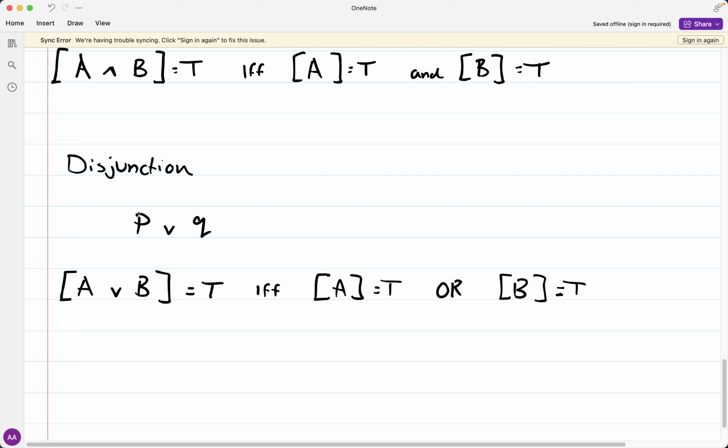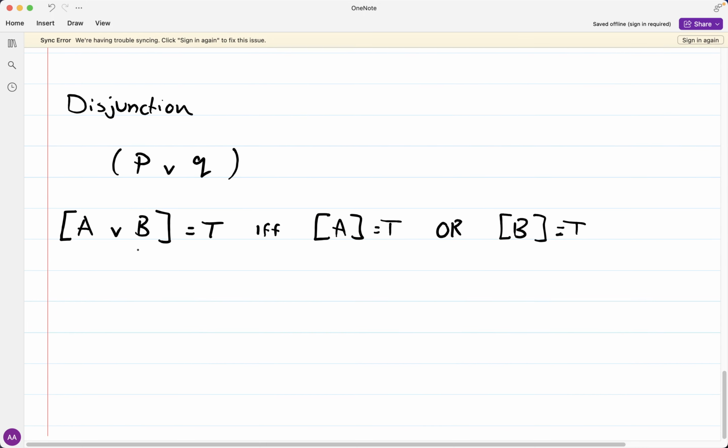So if we take this sentence up here, the P or Q, okay, this is true in any circumstance where either one of these are true, or both of them are true. You could have them both being true, and the disjunction could also be true. Okay, so P could be false and Q could be true, and then you would find that the proposition is true. P could be true and Q could be false, and the proposition would still be true. The only time when the disjunction is false is when they are both false. That is the only time that we get the disjunction being false.